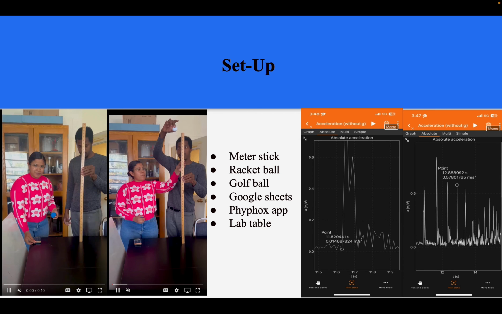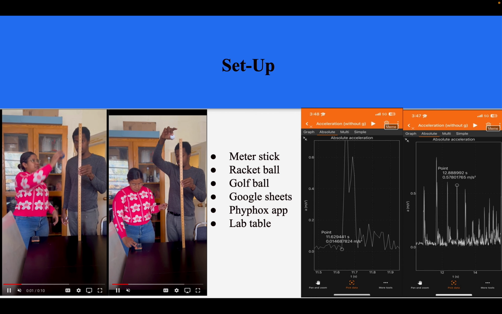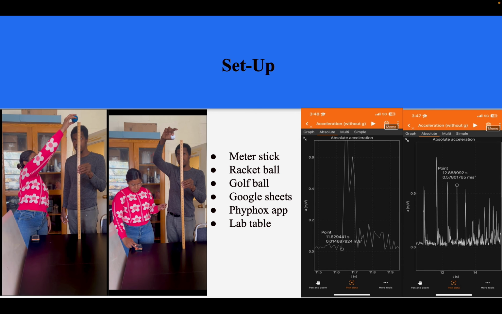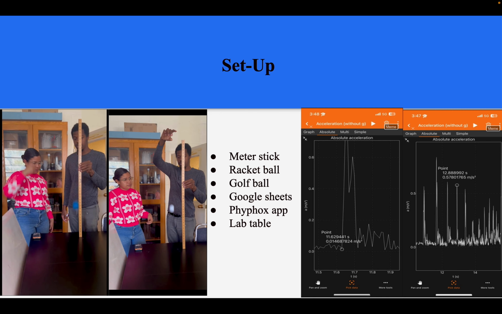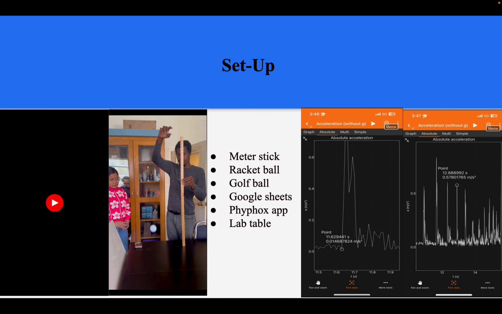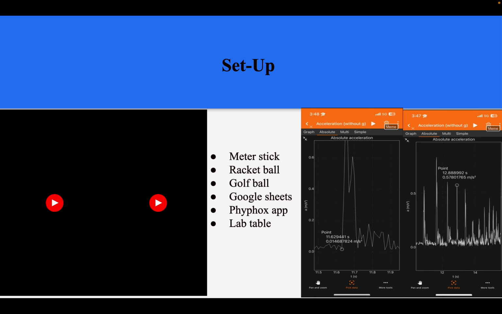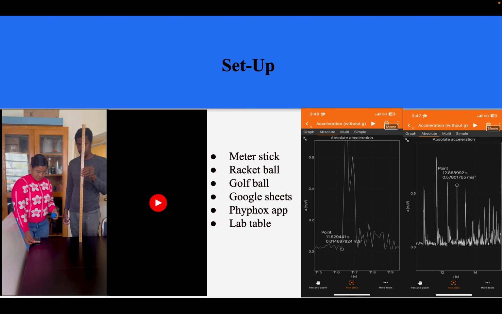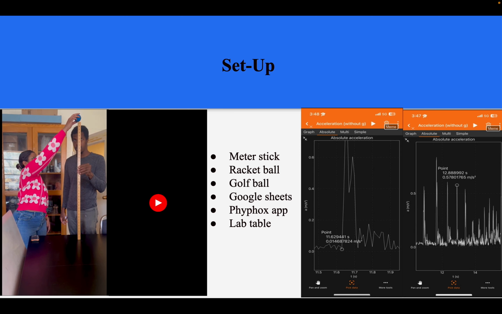To conduct this experiment, we used a meter stick, a racquetball, a golf ball, the Firefox app, a lab table, and Google Sheets. The meter stick was used to measure the distance we would drop the ball from above the lab table. Each ball was dropped from the top of the meter stick, going down, bouncing from the table, causing vibrations.